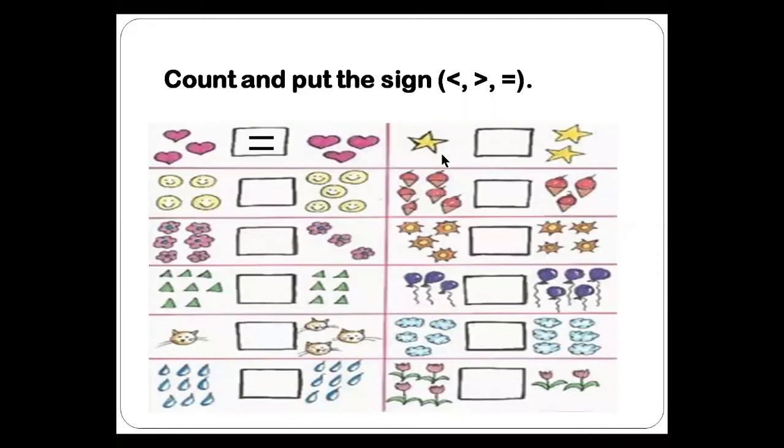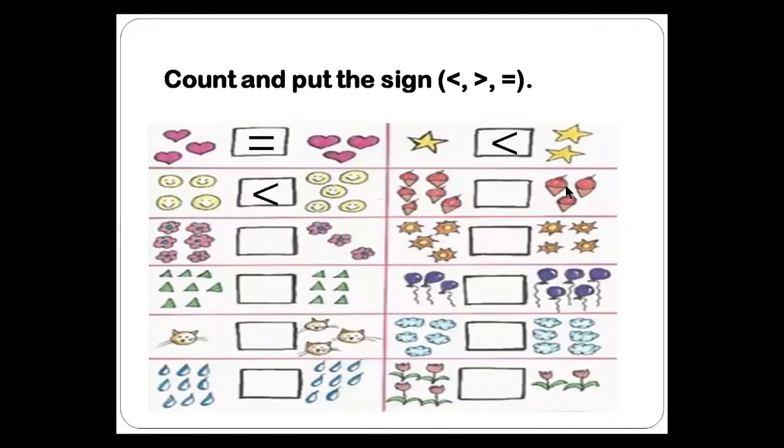In the second one we have 1 star and on the other side we have 2 stars. So which sign will we put? We will put less than. 1 is less than 2. The next one, here we have 4 faces on the left side, and on the right side how many faces? Let's count. 1, 2, 3, 4, 5. We have 5 faces. So which sign will it be? Less than, because on the left hand side we have fewer faces and on the right side we have more faces.